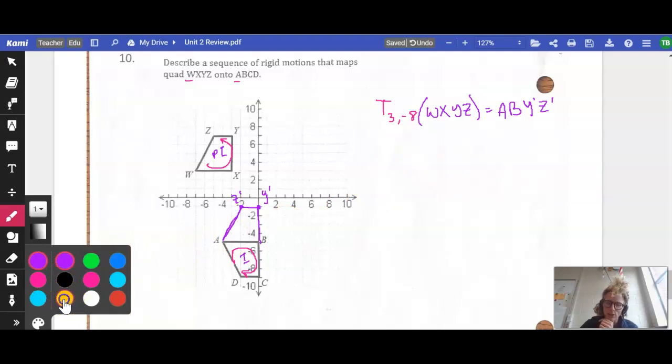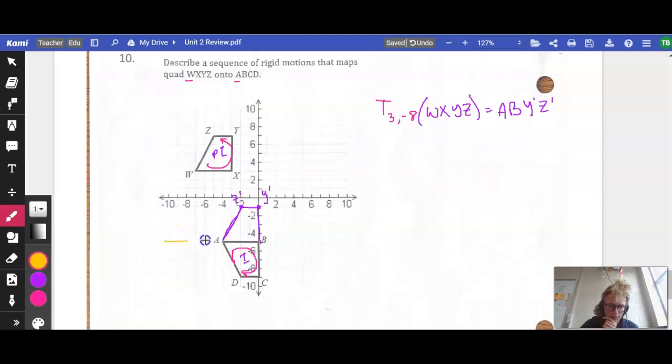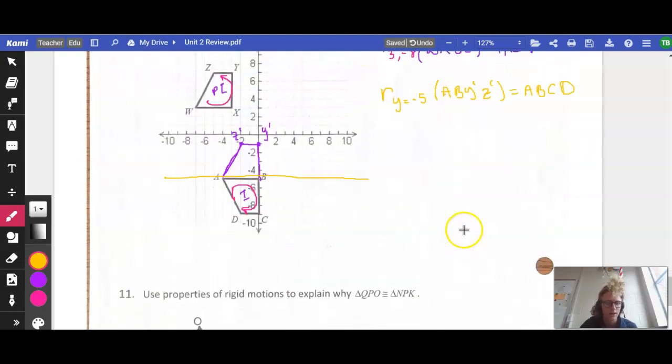If you didn't get the last one right, here's your time for redemption. What is the equation of that line? It is a reflection over the line y equals -5. It intersects the y-axis at -5. Therefore, it is a reflection over y equals -5. So A, B, Y prime, Z prime becomes A, B, C, D. Sorry if I called that a triangle again.